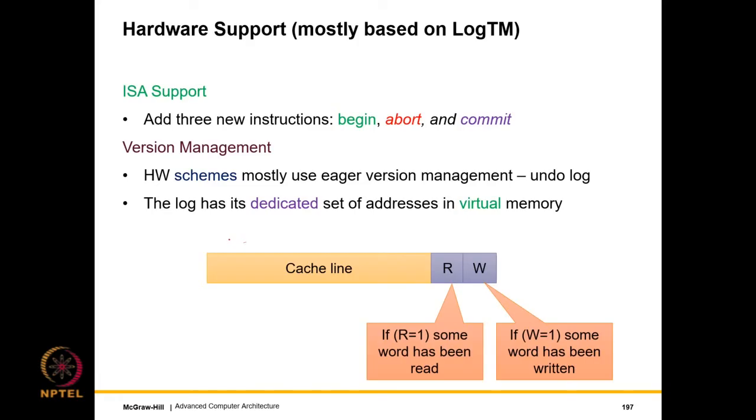So every cache line is augmented with 2 bits, read and write. If r is equal to 1, this means that some 4-byte word out of this cache line has been read and it is a part of a transaction. So it is made a part of the read set. And if any word has been written to, then we set w equal to 1, which means that some word has been written to. So it is made a part of the write set.